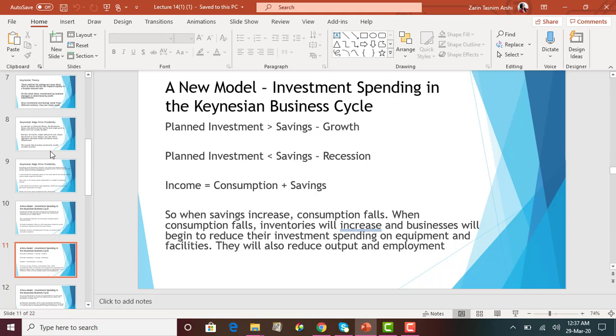So when consumption is going down, what happens to the business inventories in the market? People are not going to the market to buy those inventories. As a result, the level of inventory is going up. So when level of inventory is going up, what will businesses do? They will reduce their investments, because they don't need to replace those water bottles anymore. People are not buying that. So basically, planned investment goes down. So that's why we will get into a recession, because it will ultimately decrease your output and employment.